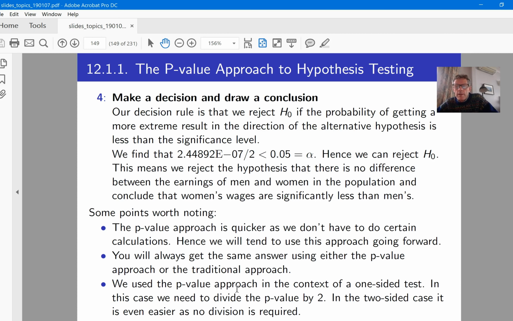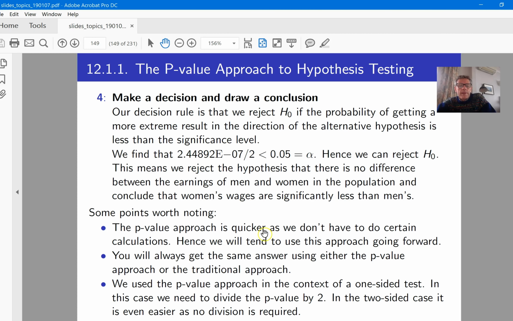Essentially what we do is we say, if that p-value is less than 5%, we reject the null hypothesis. Well, this is way less than 0.05. It's 0.00000, about 6 zeros with a 2 at the end. So it's tiny, so therefore we reject the null hypothesis.